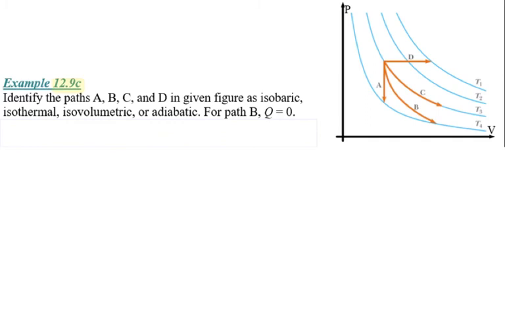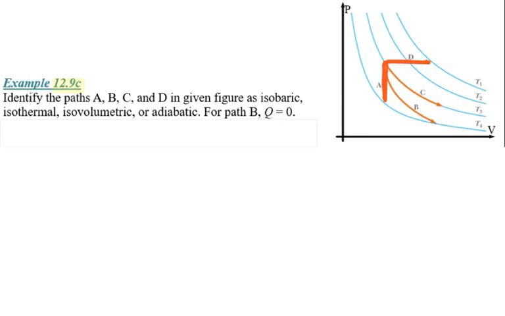In this problem, they give you different temperatures, T1, T2, T3, the blue graphs, and then they say the orange graphs are different graphs. So they ask you to identify the paths A, B, C, and D in the given figure as isobaric, isothermal, isovolumetric, or isochoric, and adiabatic. And for path B, Q is equal to 0. So you can see that isovolumetric is going to be A, because the volume doesn't change for A. So the same volume stays. The horizontal axis is the volume. Isobaric is going to be D. So this has the same pressure, doesn't change, because the vertical axis is the pressure.